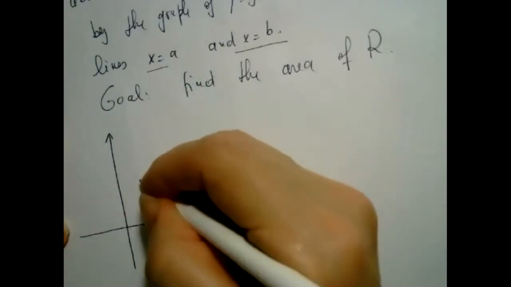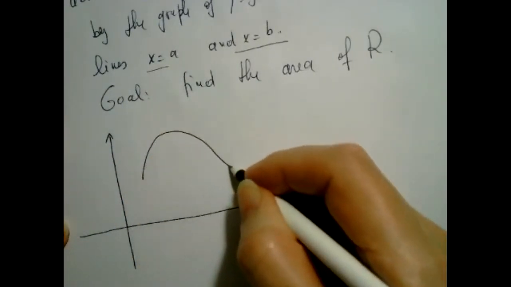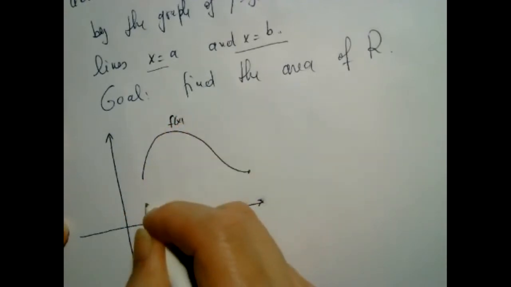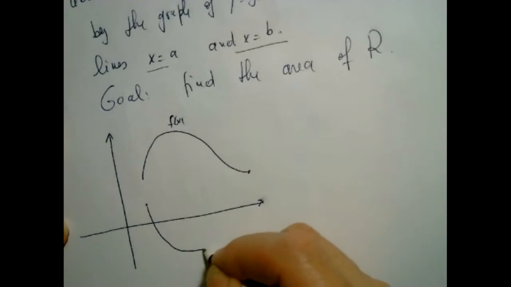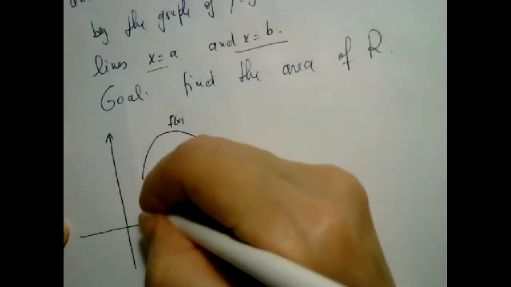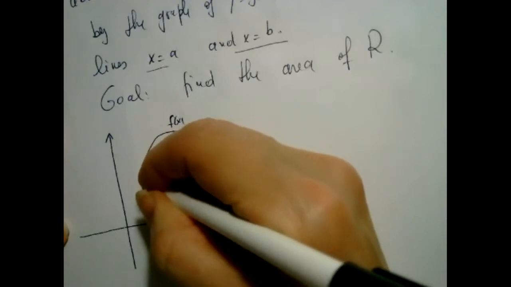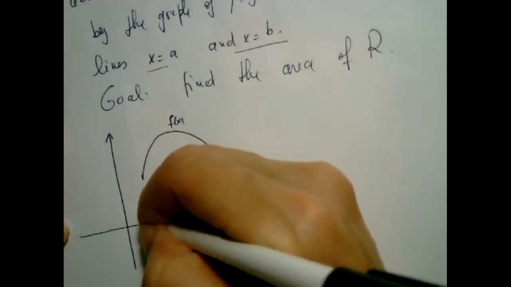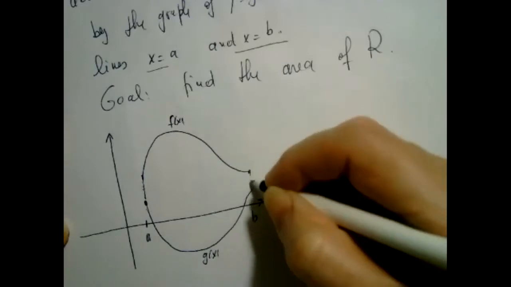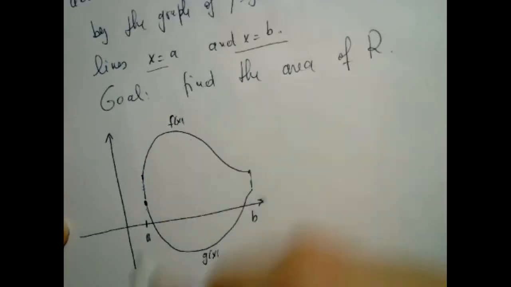I have from the top f of x. So this is f from the top. From below, g. That's the bottom curve. The lines x equal to a and x equal to b, remember those are vertical lines, means this line and this line. And this is my region R that I would like to find its area.